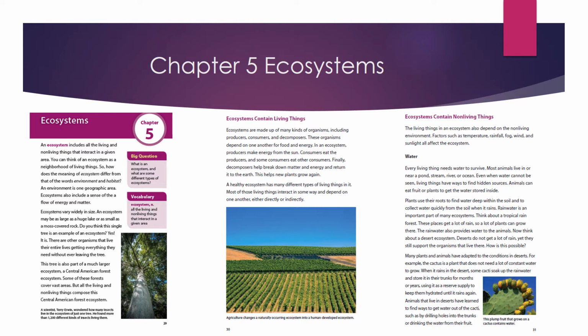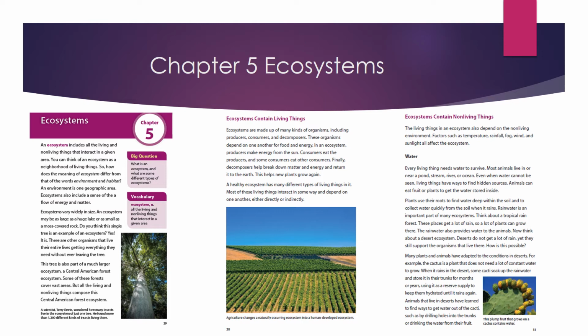Think about a tropical rainforest. These places get a lot of rain, so a lot of the plants can grow there. The rainwater also provides water to the animals. Now think about the desert ecosystem. Deserts do not get a lot of rain, yet they still support the other organisms that live there.